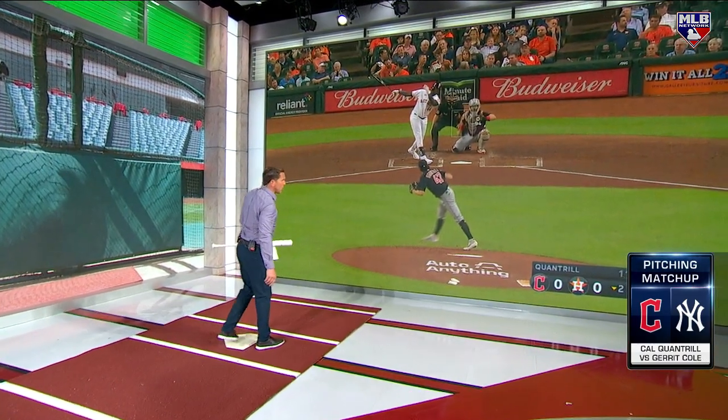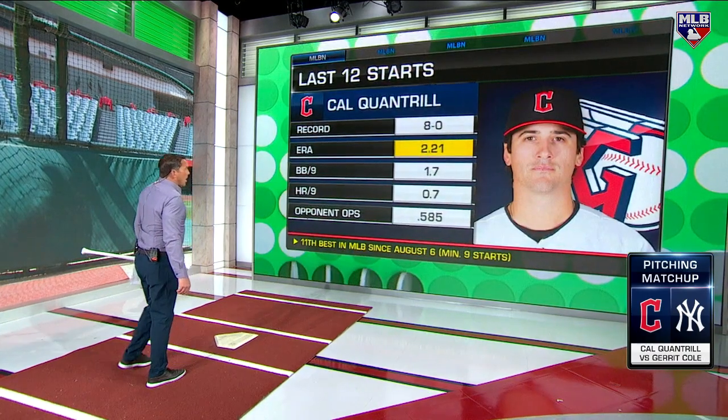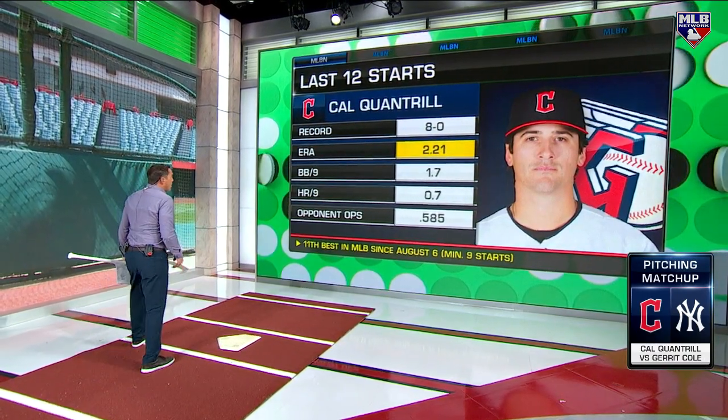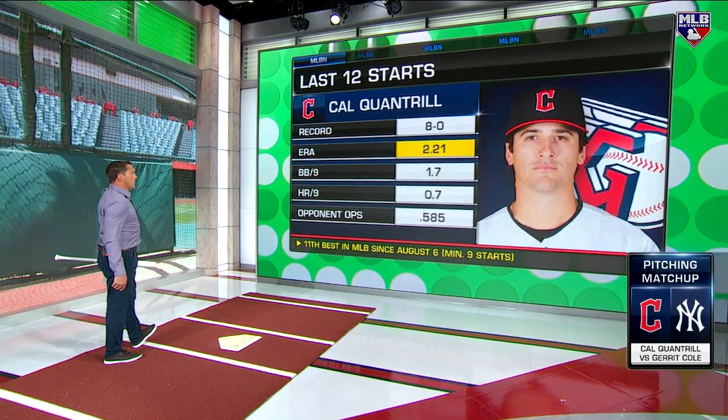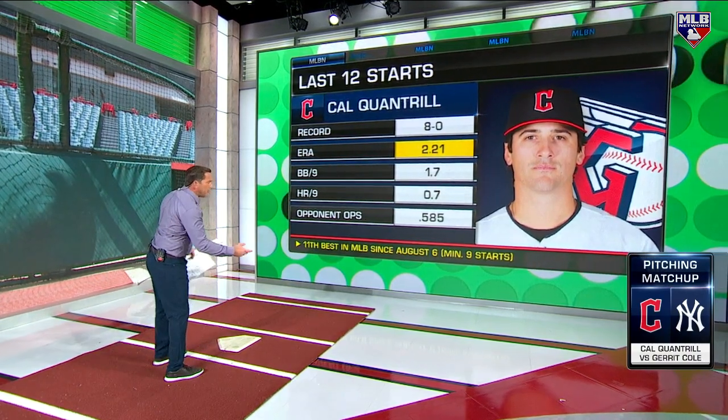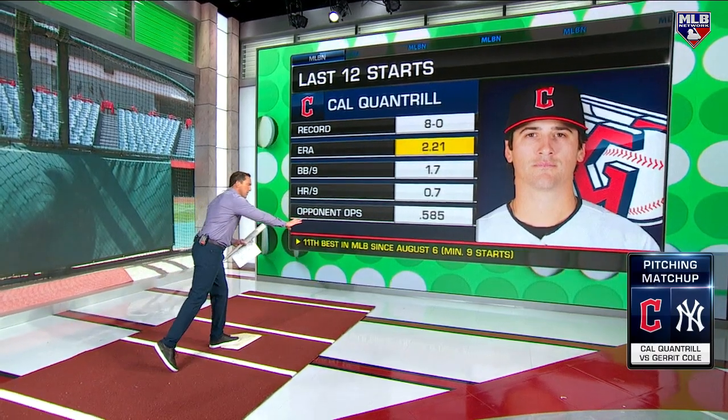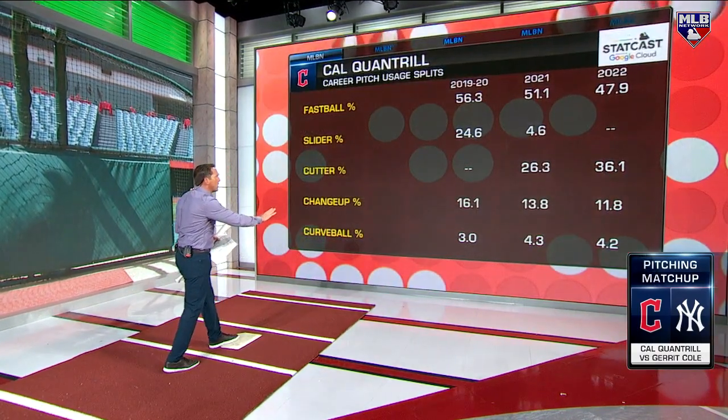Show me his last 12 starts, board. Anyone better? 8-0 with a 2.21, walks nobody, no one's taking him deep. Opponent OPS is a 585. Show me the next board, because I want to show his pitch percentages and how he attacks.